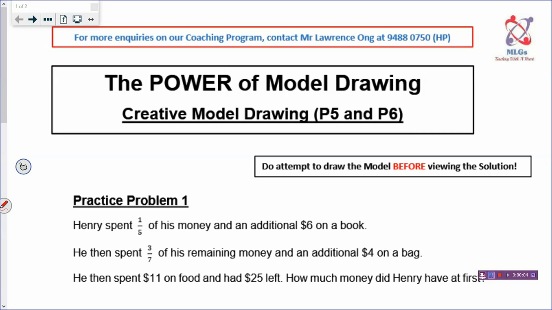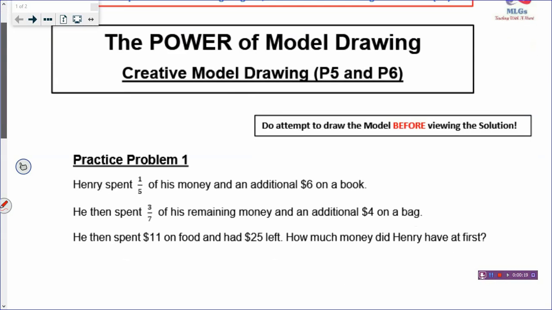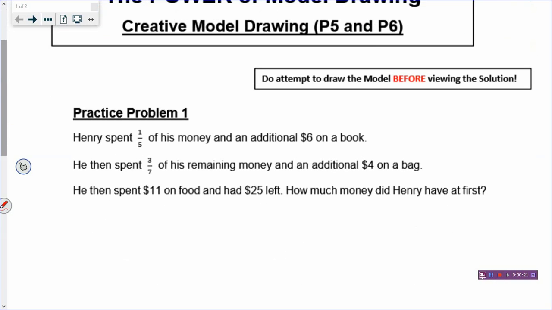All right, we are now going into creative model drawing. So in 2020, we are going to plunge straight into how to draw out the problems. Let's look at problem one now, and let's see how we solve it by model drawing.